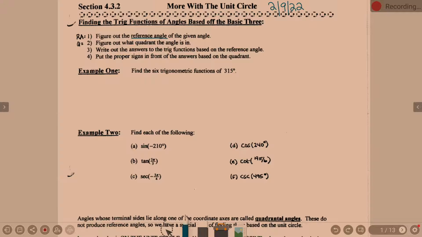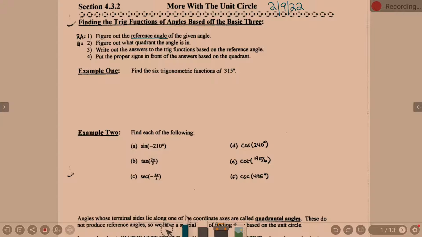Lesson 4.3.2, in a way continuing where we left off with 4.3.1. More information here. The big thing we are working on today is reference angles, and how reference angles can help us. If you glance at example 1, we're trying to find the 6 trig functions of 315 degrees. This is not a calculator thing. This is finding exact answers, which is a necessity in trig. But the idea is I can do this without picking up my calculator.